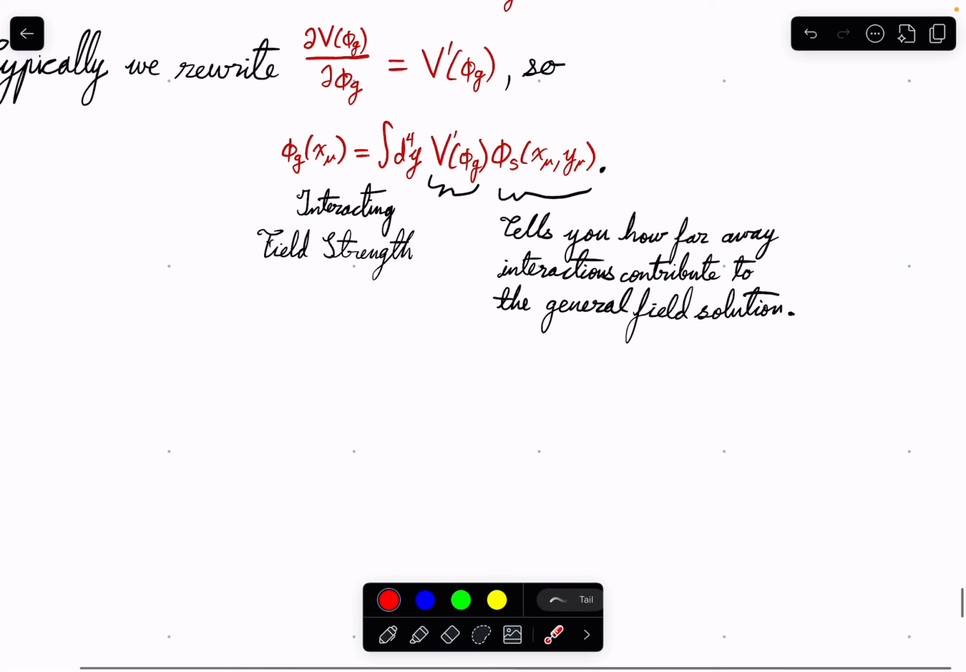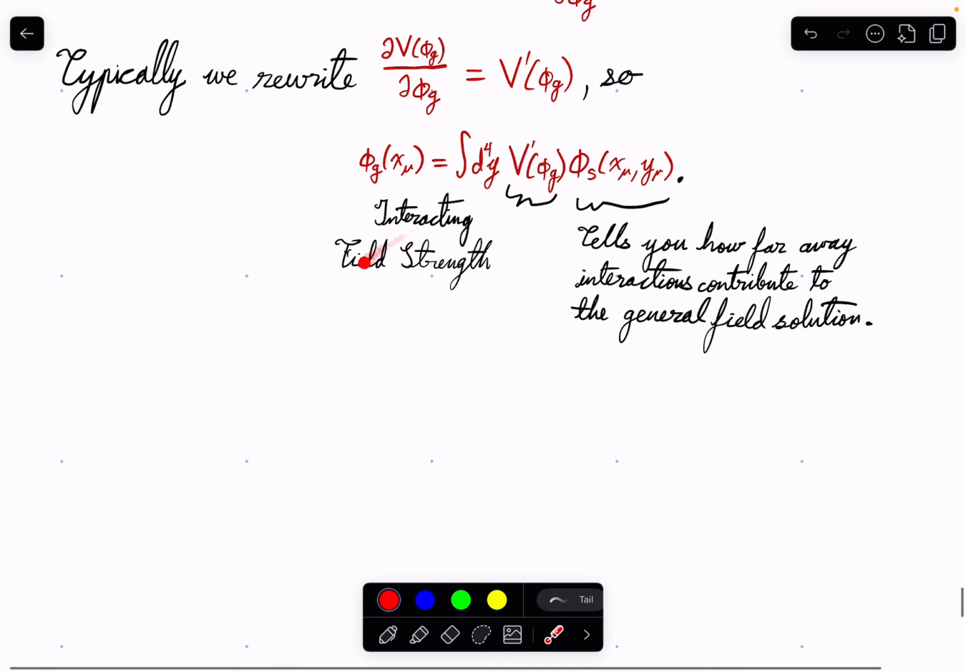So this tells you how strong the interaction field is. This tells you how points far away contribute to the general field solution. So this total field solution is the sum of all of the potential interaction points times the strength of those interaction points, and then the sum of them.